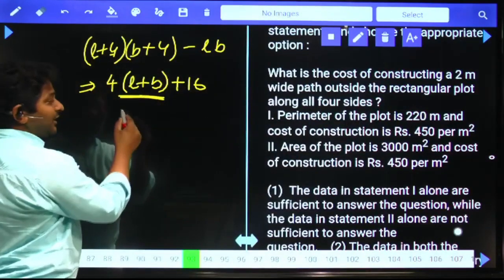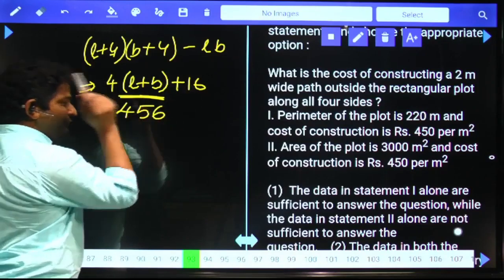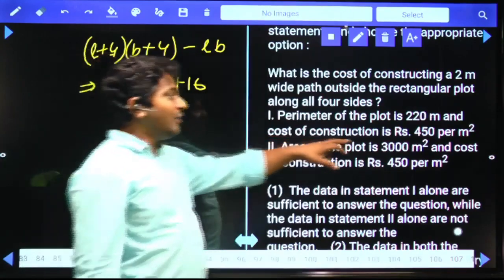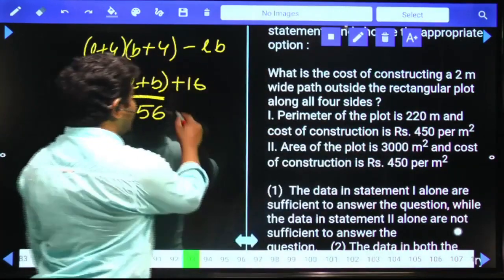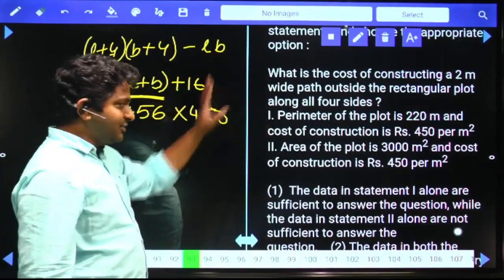4 times 110 is equal to 440. 440 plus 16 is equal to 456. This is the path area, and you are also given the price, 450. This is our final answer. So 1 alone is sufficient to answer the question.